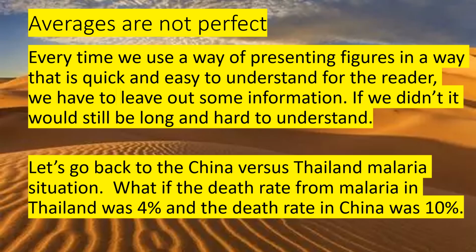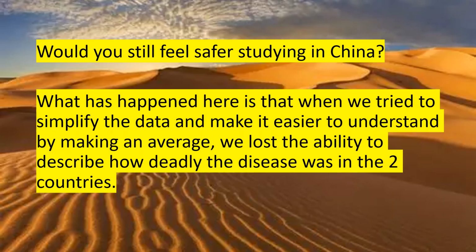So let's go back to China versus Thailand. Malaria situation. What if the death rate from malaria in Thailand was 4% and the death rate in China was 10%? Would you still feel safer studying in China? What has happened here is that when we try to simplify the data and make it easier to understand by making an average, we lost the ability to describe how deadly the disease was in the two countries.